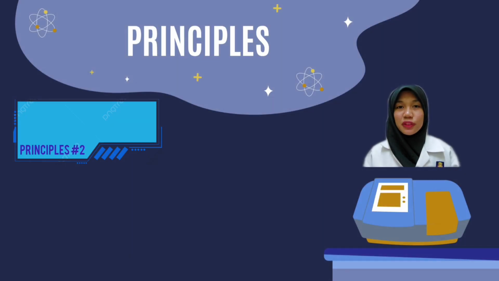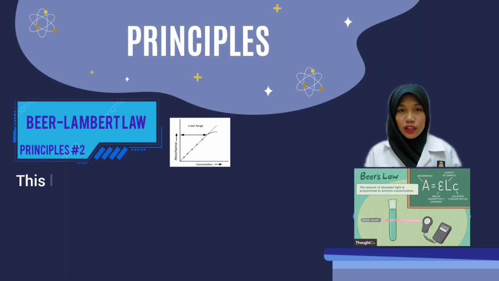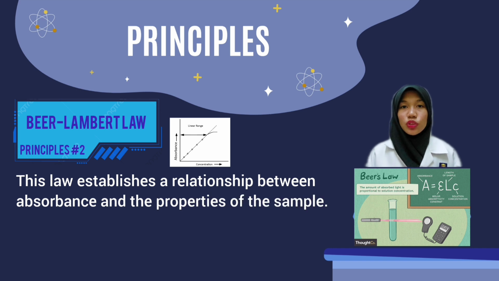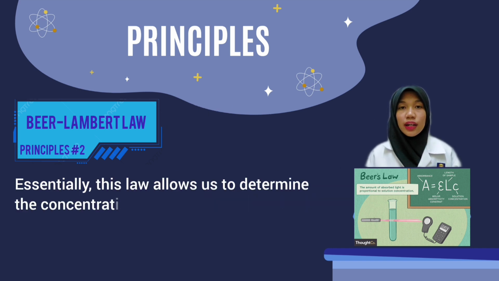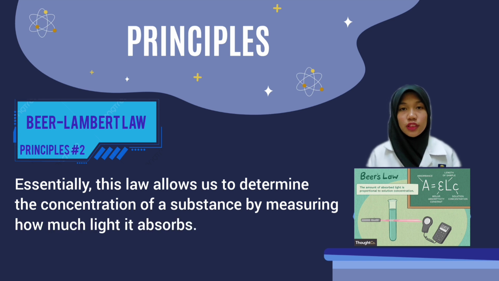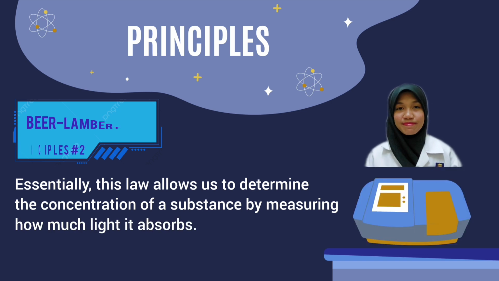The second principle is the Beer-Lambert law. This law establishes a relationship between absorbance and the properties of the sample. Essentially, this law allows us to determine the concentration of a substance by measuring how much light it absorbs.